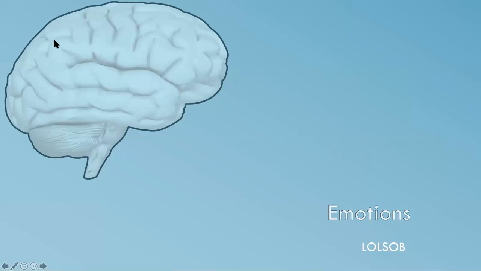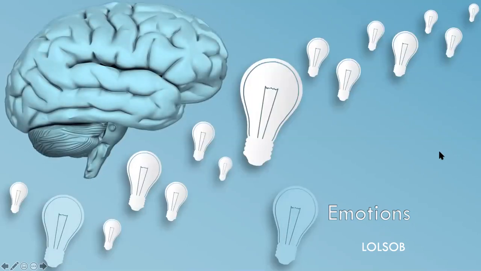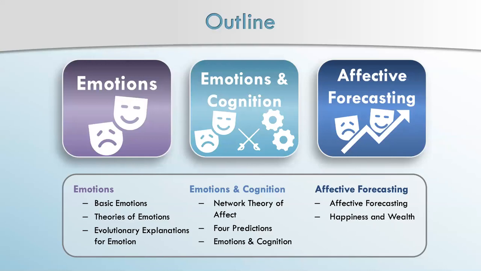All right, so let's talk about emotions. Okay, we're going to start off with just a general set of questions about what emotions are. We're going to talk about theories of emotions and evolutionary explanations for emotions. Then we're going to talk about how emotions might relate to cognition, what effect they might have. And then finally, we'll talk about a particular way that they affect cognition. And this is about predicting the future, not just understanding the present or remembering the past, but how we think about the future.